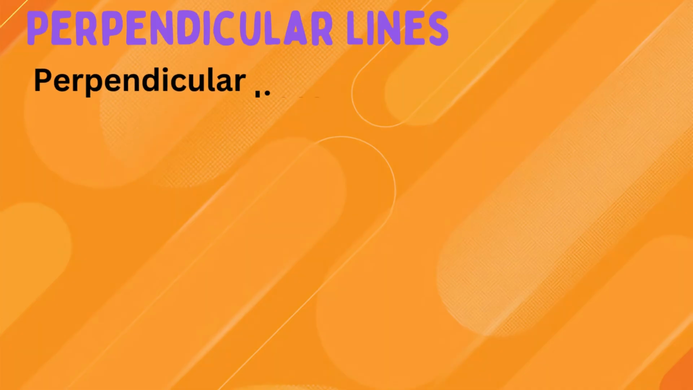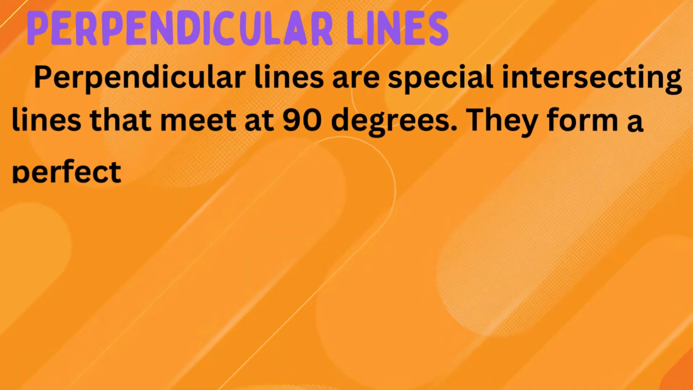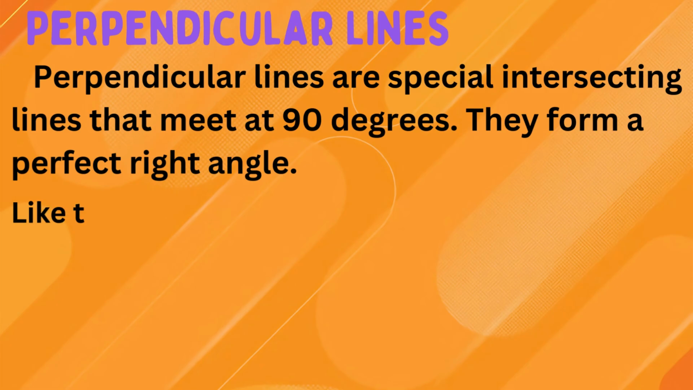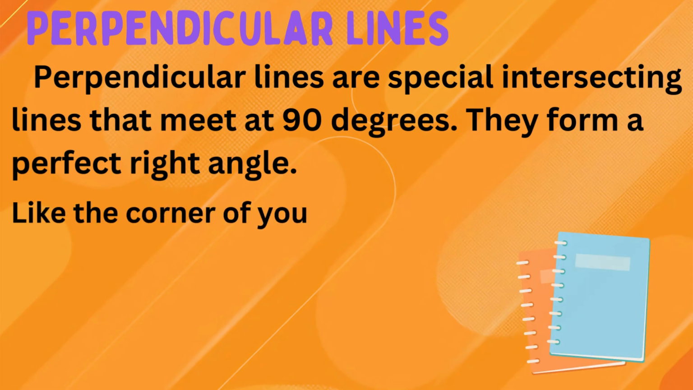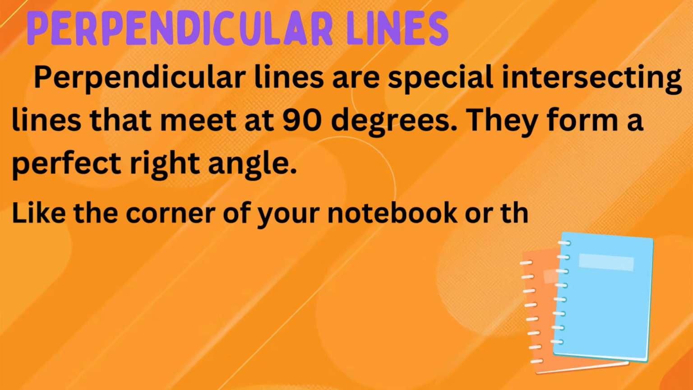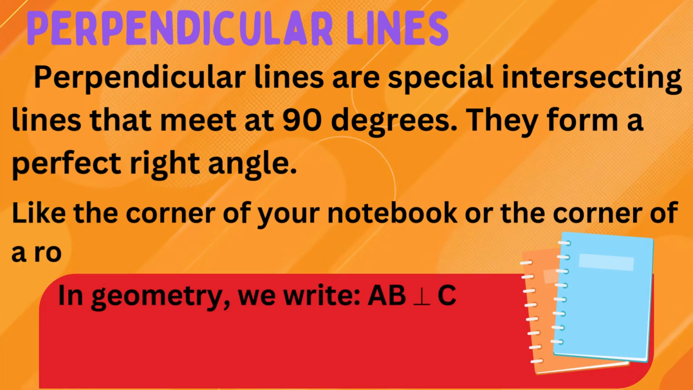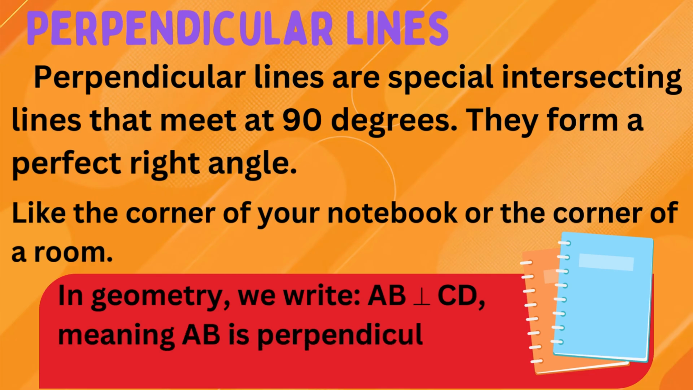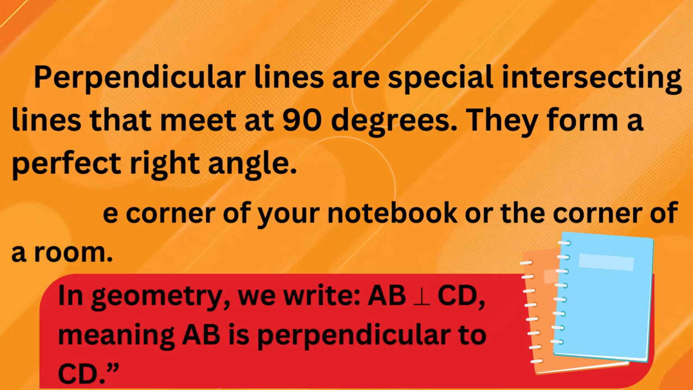Perpendicular lines. Perpendicular lines are special intersecting lines that meet at 90 degrees. They form a perfect right angle, like the corner of your notebook or the corner of a room. In geometry, we write AB perpendicular to CD, meaning AB is perpendicular to CD.